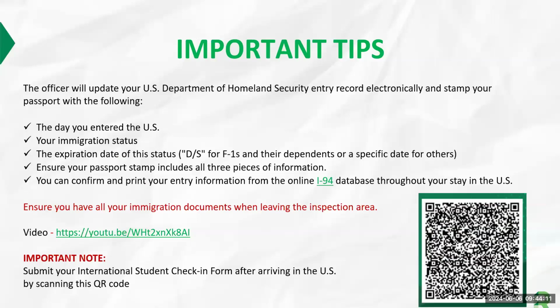The immigration officer will update your U.S. Department of Homeland Security records. So basically, when you enter the United States, they already record the day you enter. For example, if you entered August 19, it will be in the Homeland Security system, okay? And then your immigration status, whether you're F1, J1, or B1, B2. This will be automatically input into the system.